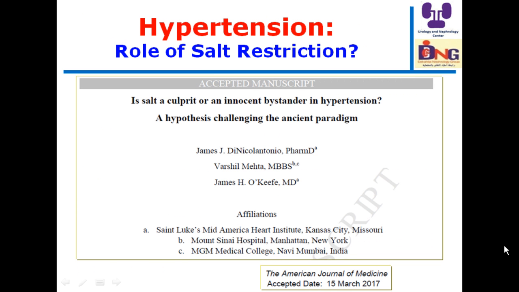This is a very philosophical article, still it's accepted, discussing the role of salt. Is salt a culprit or an innocent bystander in hypertension? A hypothesis challenging the ancient paradigm. And this review is very interesting, suggesting that consumption of a high salt diet is not the cause of hypertension, and that there are other factors such as added sugar which are causative for inducing hypertension and cardiovascular disease, as you see in this figure.